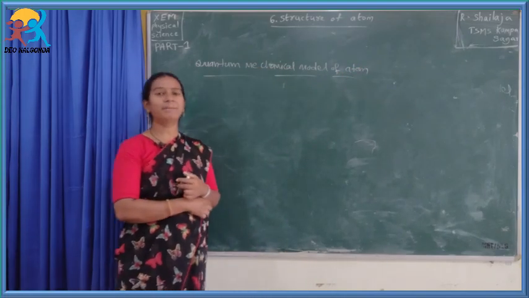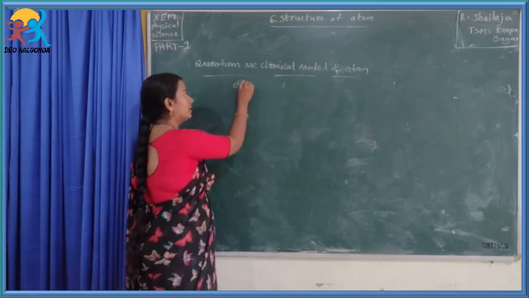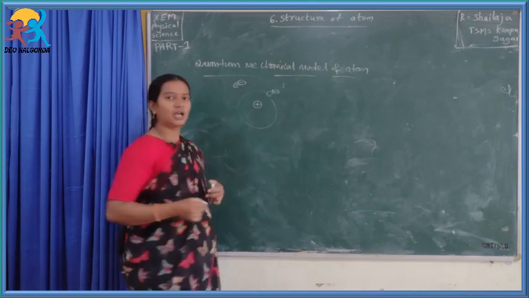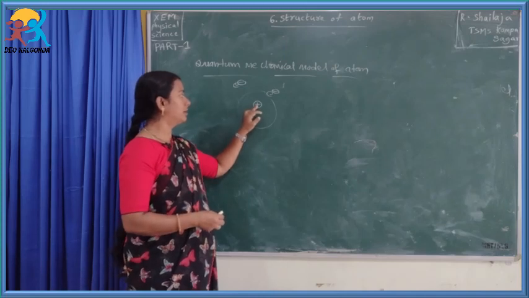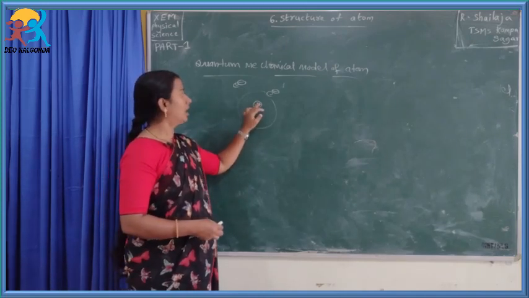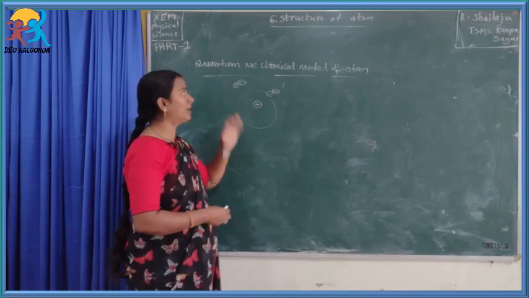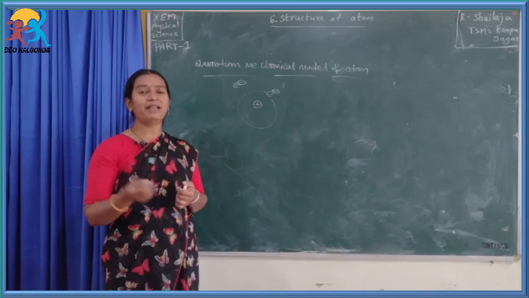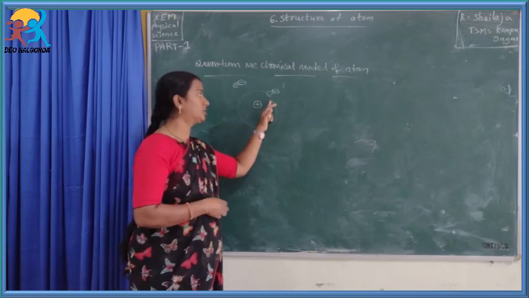Next one, quantum mechanical model of atom. Electrons revolve around the nucleus continuously. The nucleus is made up of protons and neutrons, and around this nucleus electrons revolve continuously. In the quantum mechanical model of atom, we can't simultaneously find out the exact position and velocity of the electron.